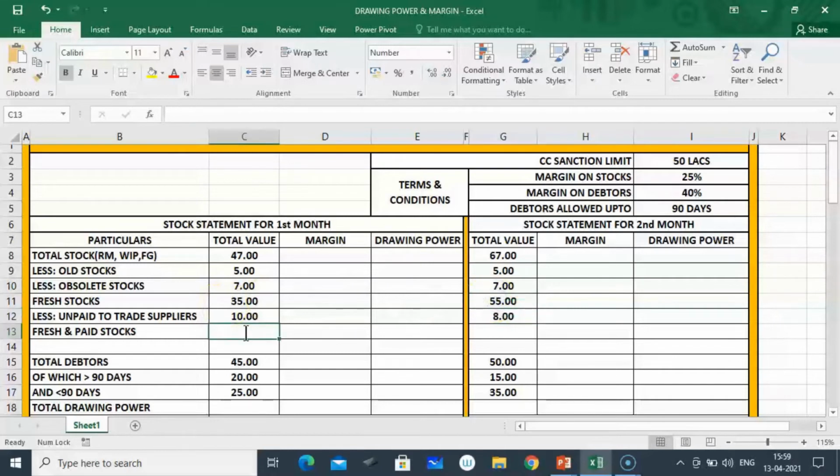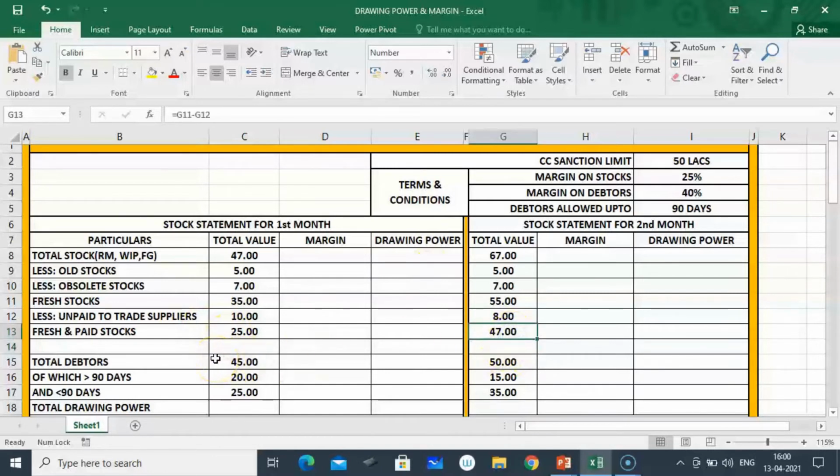Then the bank would deduct the amount unpaid to the trade suppliers. So the fresh and paid stocks would be 35 minus 10, that is 25 lakhs, right? And here the fresh and paid stocks would be 55 minus 8, that is 47 lakhs. So fresh and paid stocks in the first month would be 25 lakhs and in the second month it would be 47 lakhs. Now let's go to the receivables.